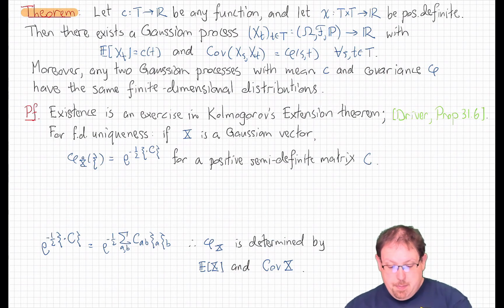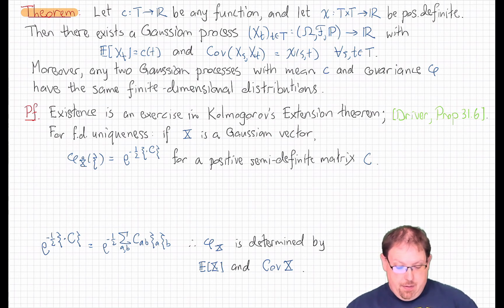Given any mean function C on the time interval and any covariance function, of course it has to be positive definite to be a covariance function, then there exists a Gaussian process on some probability space with that C as its mean function and that chi as its covariance function. Moreover, there's a unique such process in the sense that if two Gaussian processes have the same mean and covariance, then they have the same finite dimensional distributions.